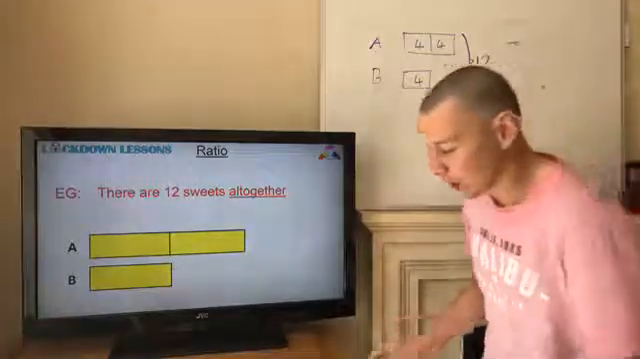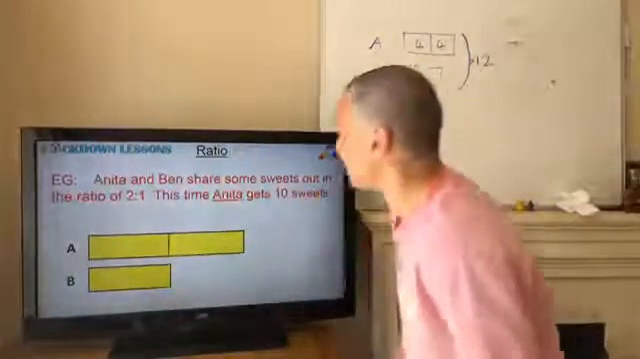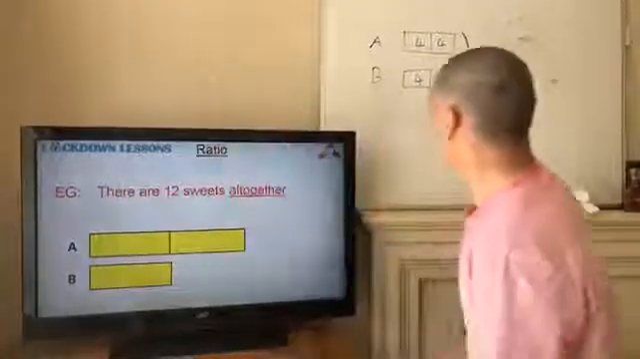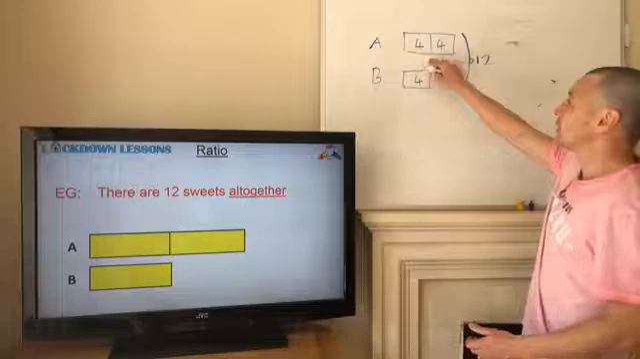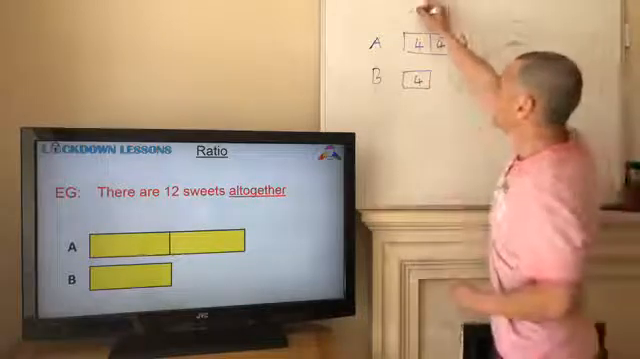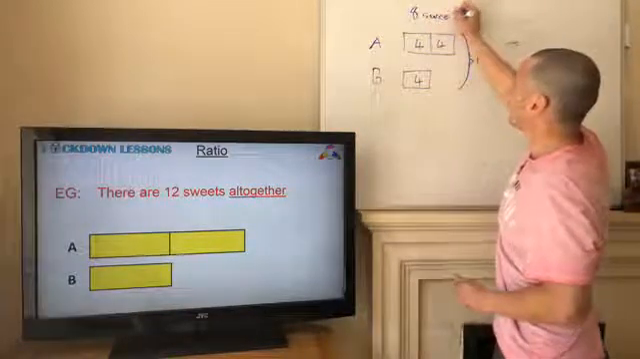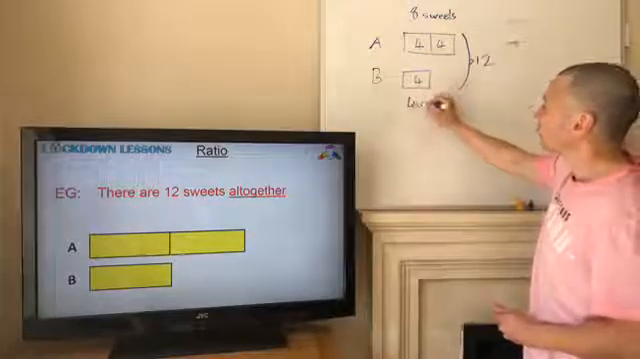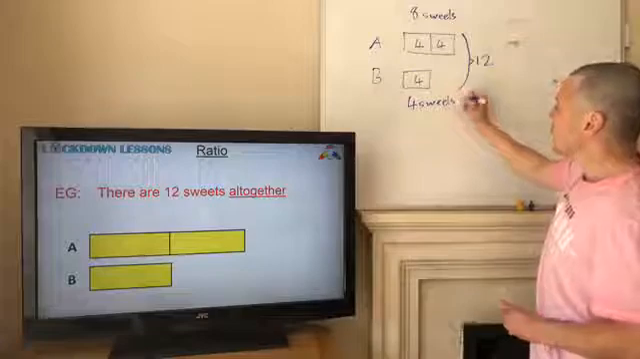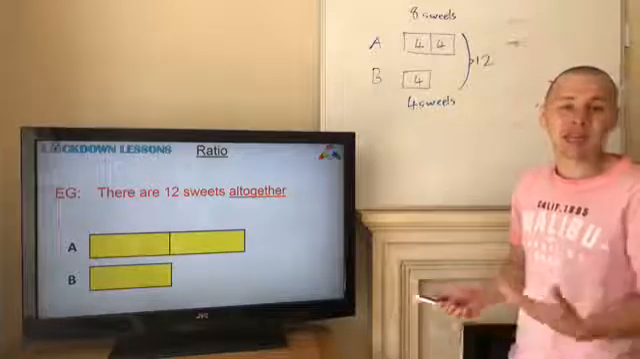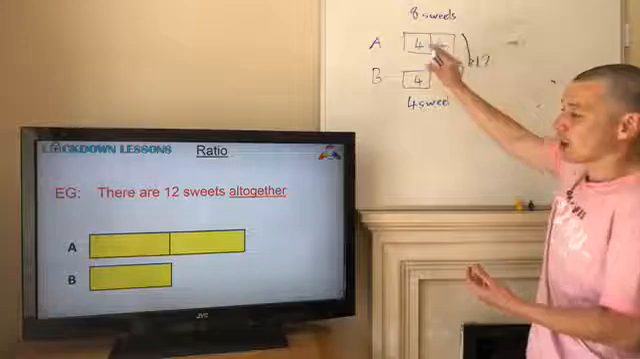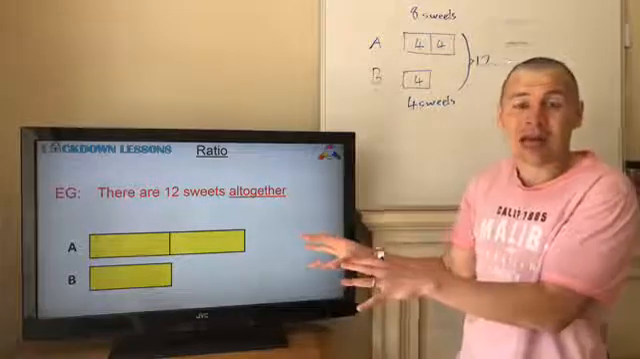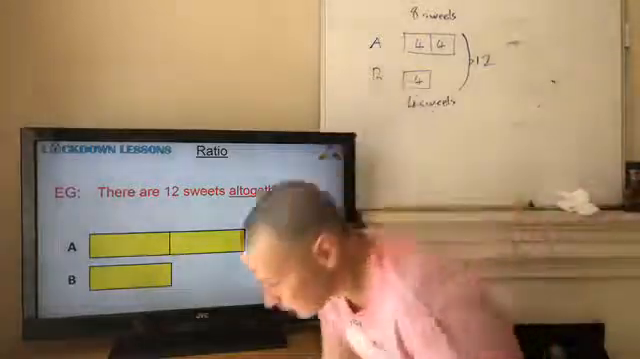And there normally is a question. The question might say, how much does Anita get? So Anita, in this case, gets 8 sweets. Or it might say, how many sweets does Ben get? Ben gets 4 sweets. It might say, how many more sweets does Anita get than Ben? It could say anything, but it's all from this diagram. I'm going to show you one more diagram, one more question like this, and then we're going to have a go at some.